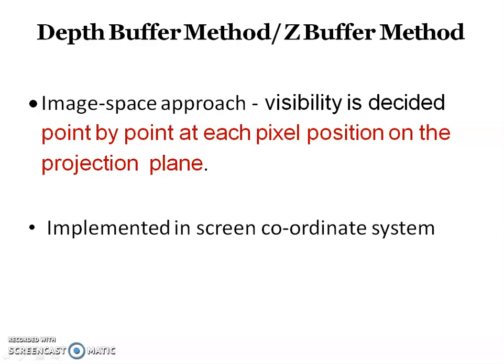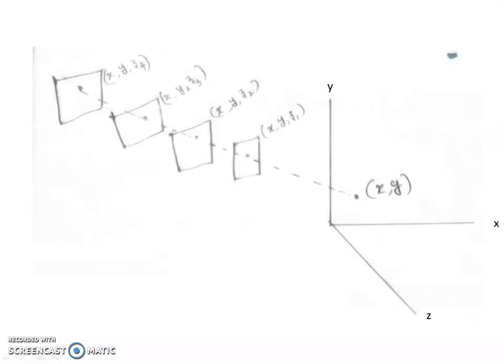Let us see the depth buffer method, or Z-buffer method. This is an image space approach. That is, visibility is decided point by point at each pixel position on the projection plane. It is implemented in the screen coordinate system. In this figure, this is the x-axis, the y-axis and the z-axis.